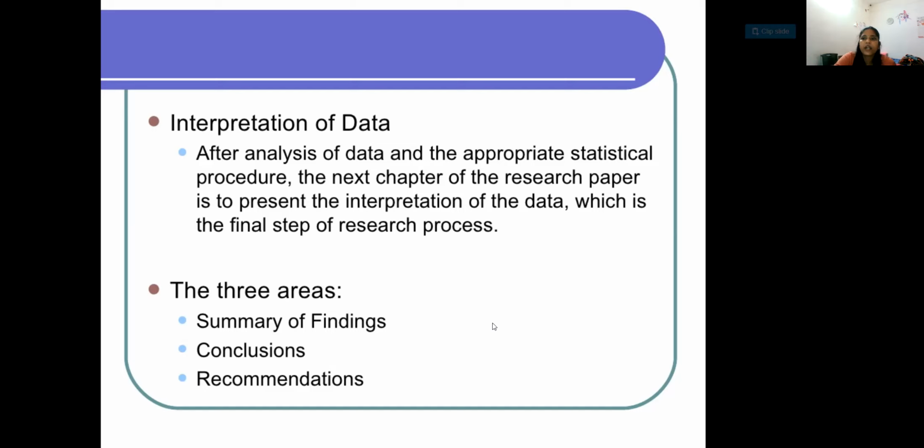And conclusion: what conclusion you got, what you have understood and completed regarding this research. And recommendation: from this research you can recommend for nursing research, education, administration, and clinical practice. That is also what you have to mention here in the interpretation.